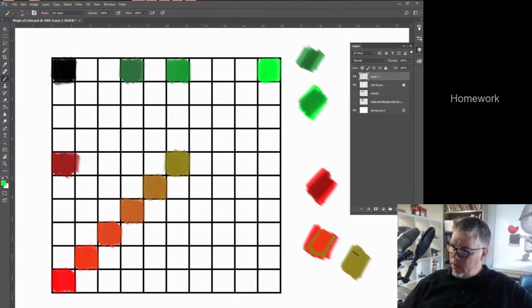I think I got that a little heavy there. No, it's still heavy. This is where working digitally is easier. Oops, going the wrong way. Something like that.